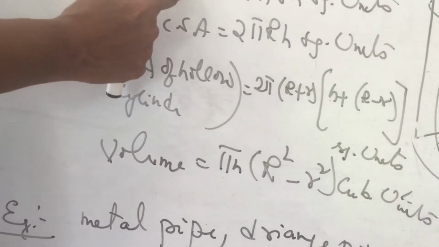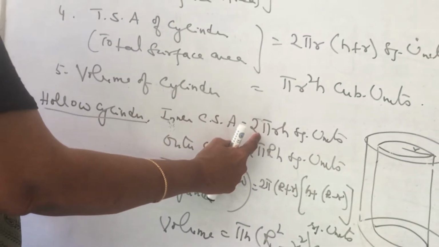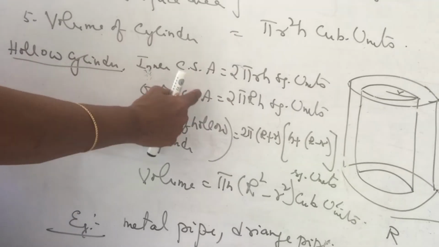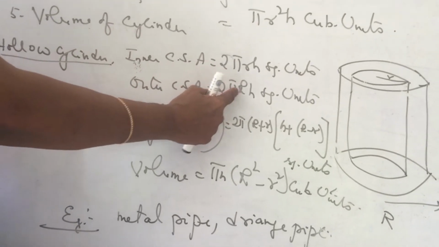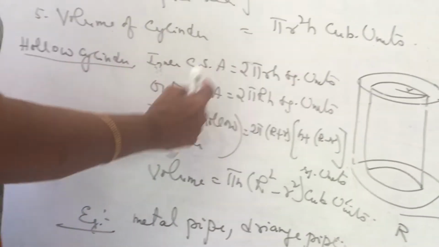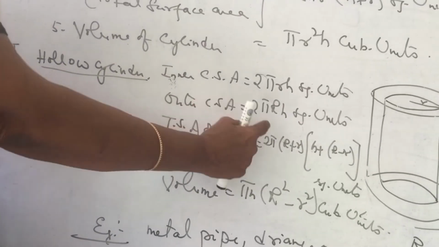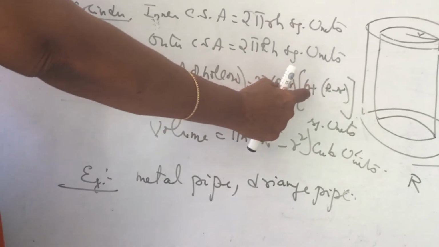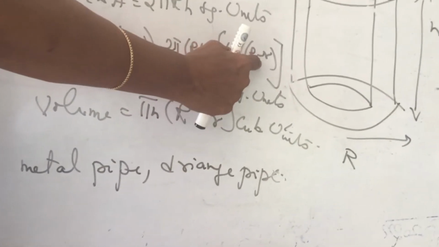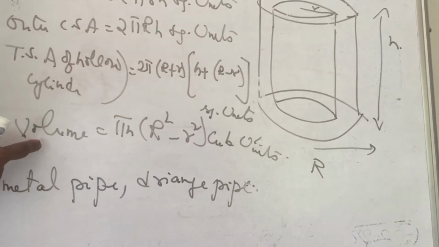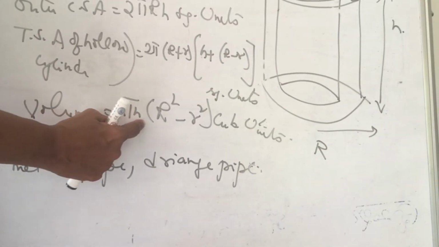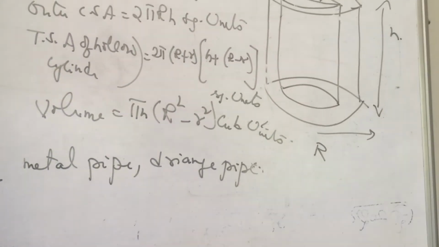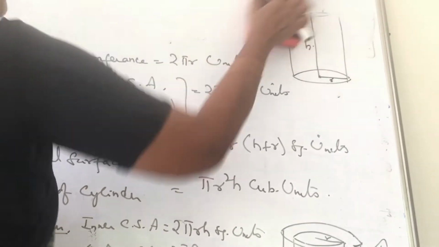Inner CSA is 2 pi small r h square units, outer CSA is 2 pi capital R h square units, TSA is 2 pi into capital R plus small r into h plus capital R minus small r square units, and volume is equal to pi h into capital R square minus small r square cubic units. I hope you have followed, children.